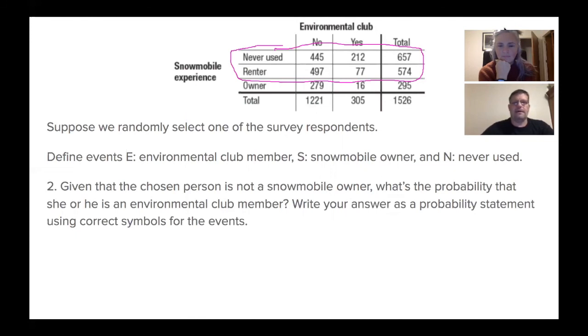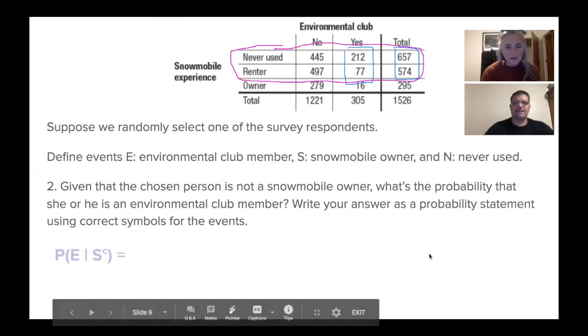That would be these guys right here. So I'm going to add them together and get 189 and divide by these two numbers. When I add them, that's going to be like 1,200 something, I think. Did I do it right or did I do it wrong? You did it right. Now, how would we put that in a probability statement? Using S's and N's. So it would be the probability of E given S complement.